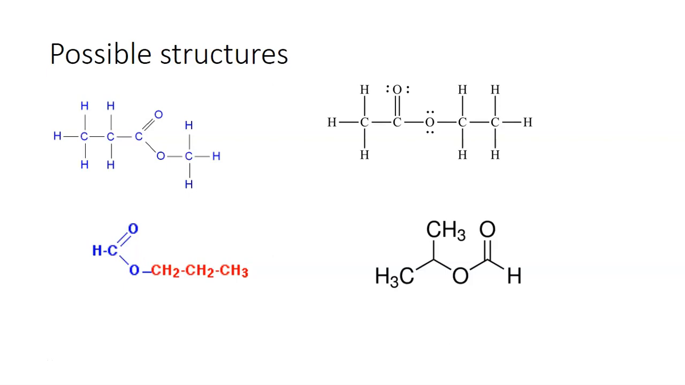There might be one other, but if I look at these 4, I've got methyl propanoate, which is the blue one in the top left. I've got ethyl ethanoate, which is the one on the top right. I have propyl methanoate, bottom left, and I have, it's often called isopropyl methanoate, bottom right. Now this one bottom right can't be because it's actually only got 3 carbon environments, so we can eliminate that one to start with.